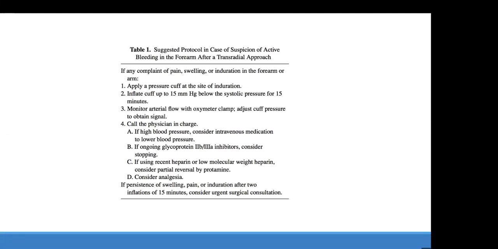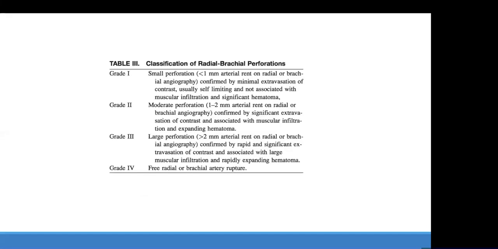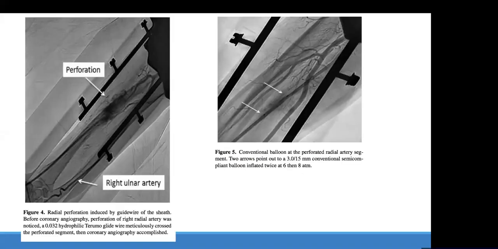If the blood pressure is high, give something to lower it, because lower blood pressure means lower tension, lower escape from that perforation. And this is how you do it. Use the pulse oximeter, make sure that the patient has distal flow, and you just inflate it 15 millimeters below the systolic. The perforation is just the knowledge to know, and this is how it looks before and after the procedure, when you carry on and do even a PCI without problem.